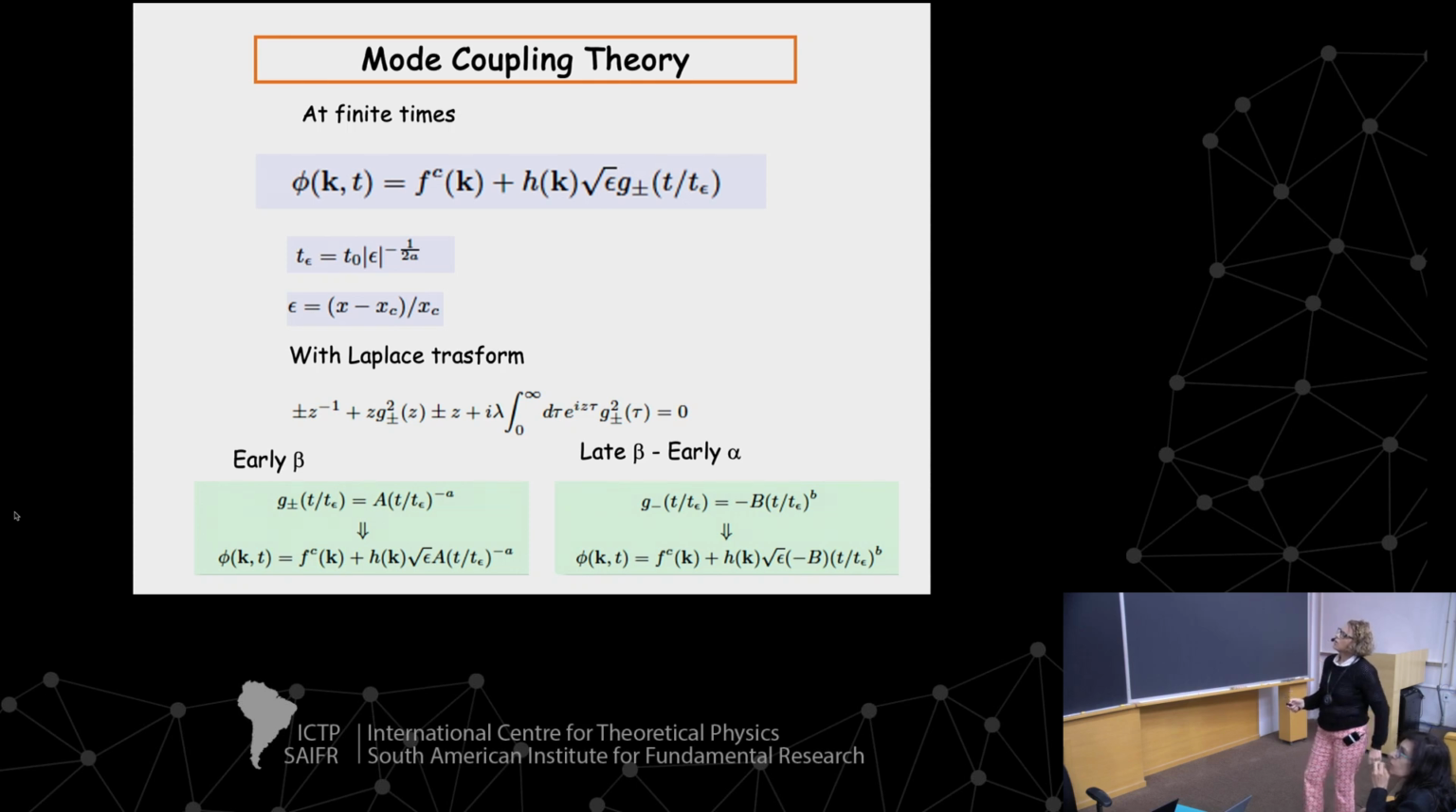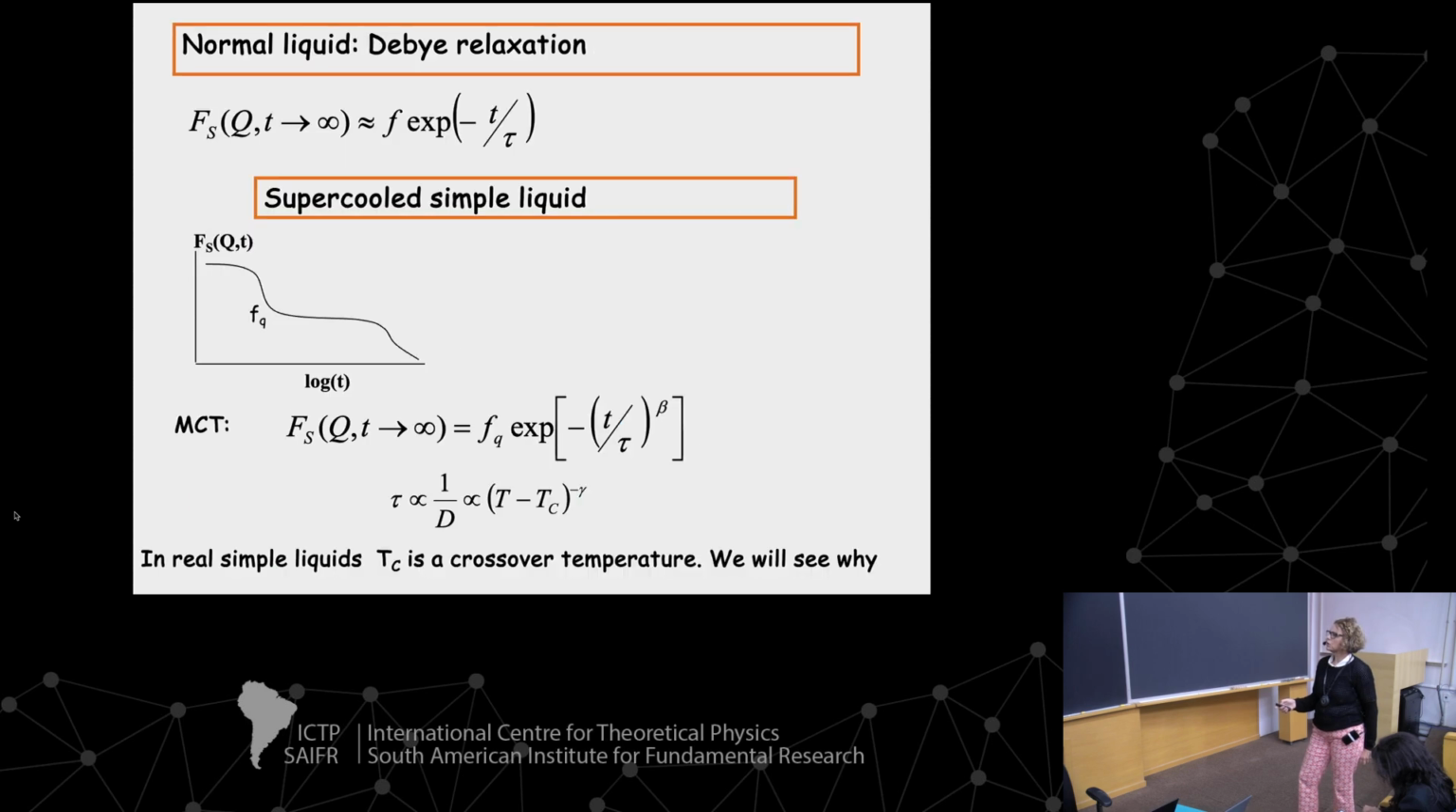What the theory predicts is that this g, which is related to phi, as you can see, is a constant times (t over t epsilon) to the minus a entering in the plateau, and minus b times (t over t epsilon) to the b going out of the plateau. So entering is this, going out is this. fc is the height of the plateau. So you can measure these two numbers.